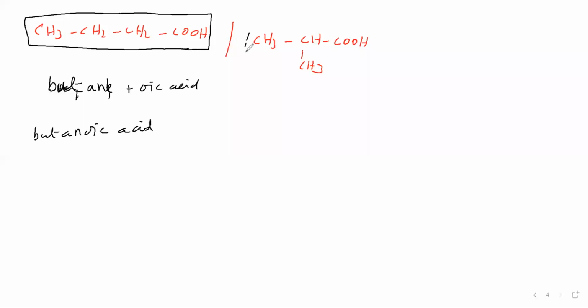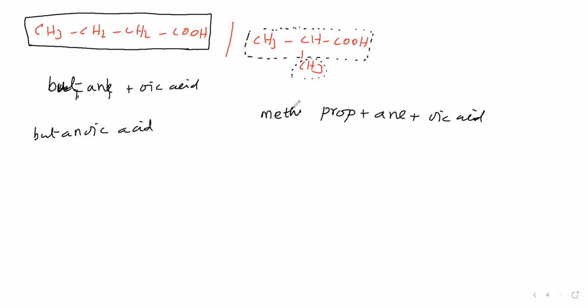Butanoic acid is the IUPAC name. Now in the other compound, we will select the parent chain. The parent chain contains 3 carbon atoms, therefore the root word is prop. Primary suffix is an, secondary suffix is oic acid. The CH3 is not coming under the parent chain. It is a branch, and its name is methyl.